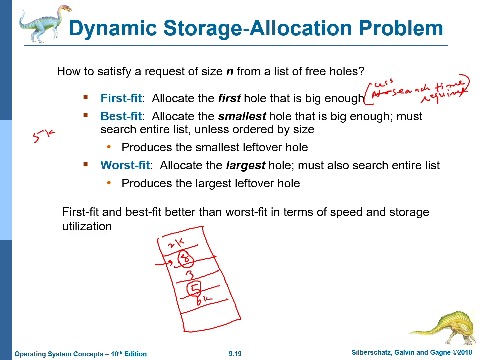Now best fit is to go through all the locations of the memory and find the best fit option, which is here the 5k box. We have a 5k memory location, so this process will be best fit for this memory location. In this, the leftover is very small.